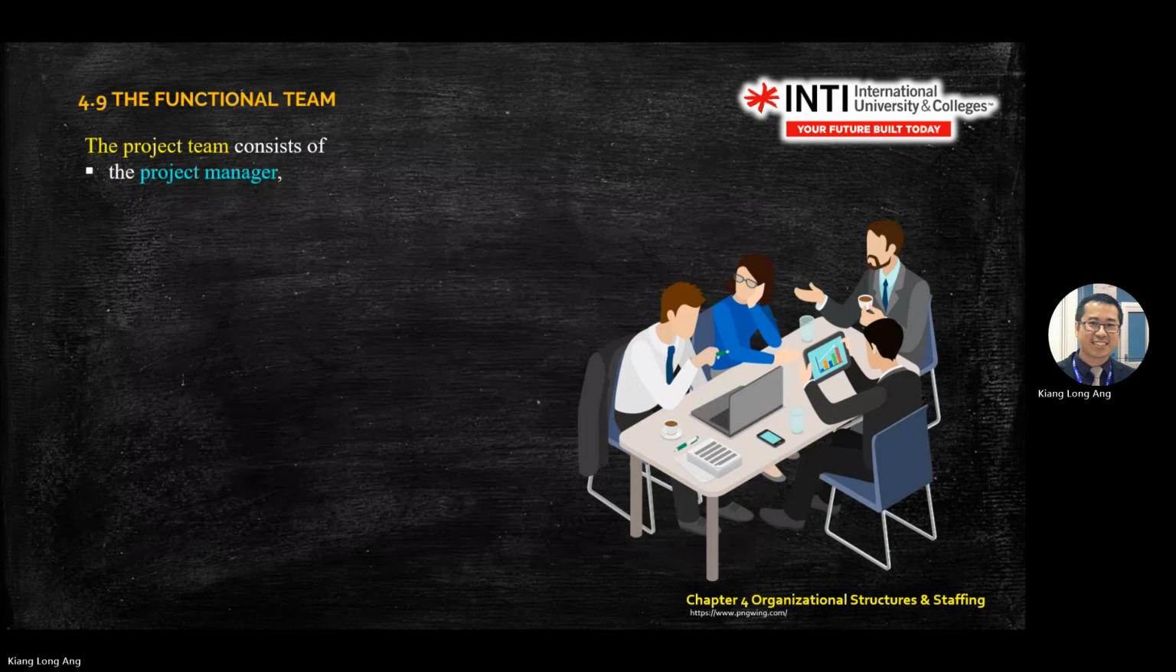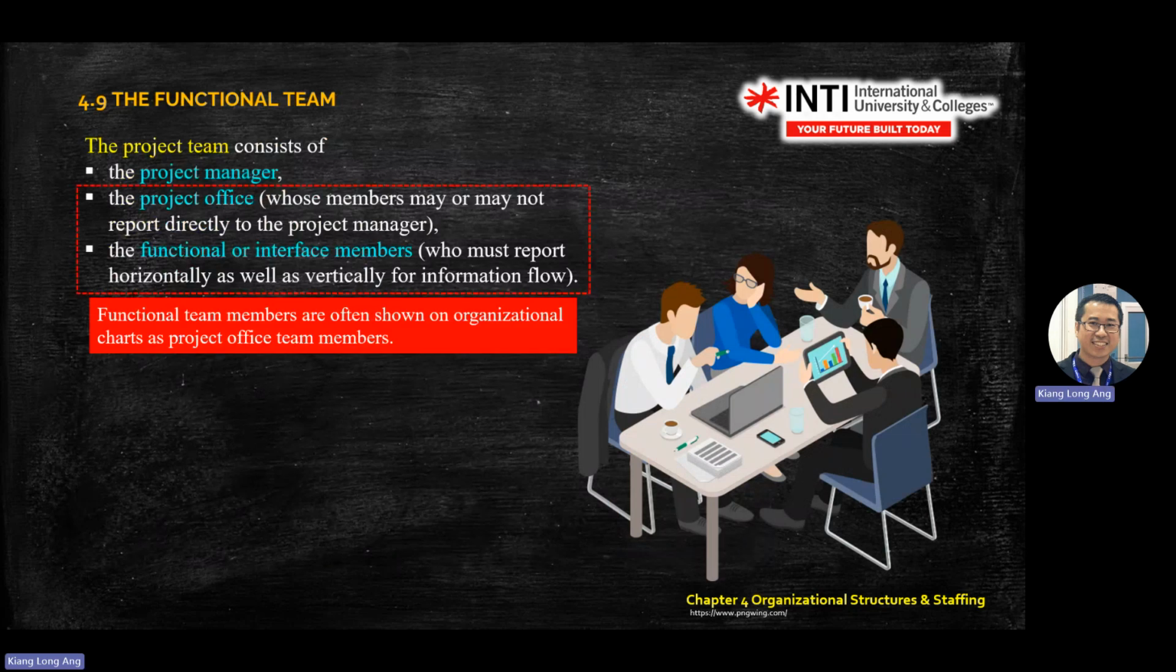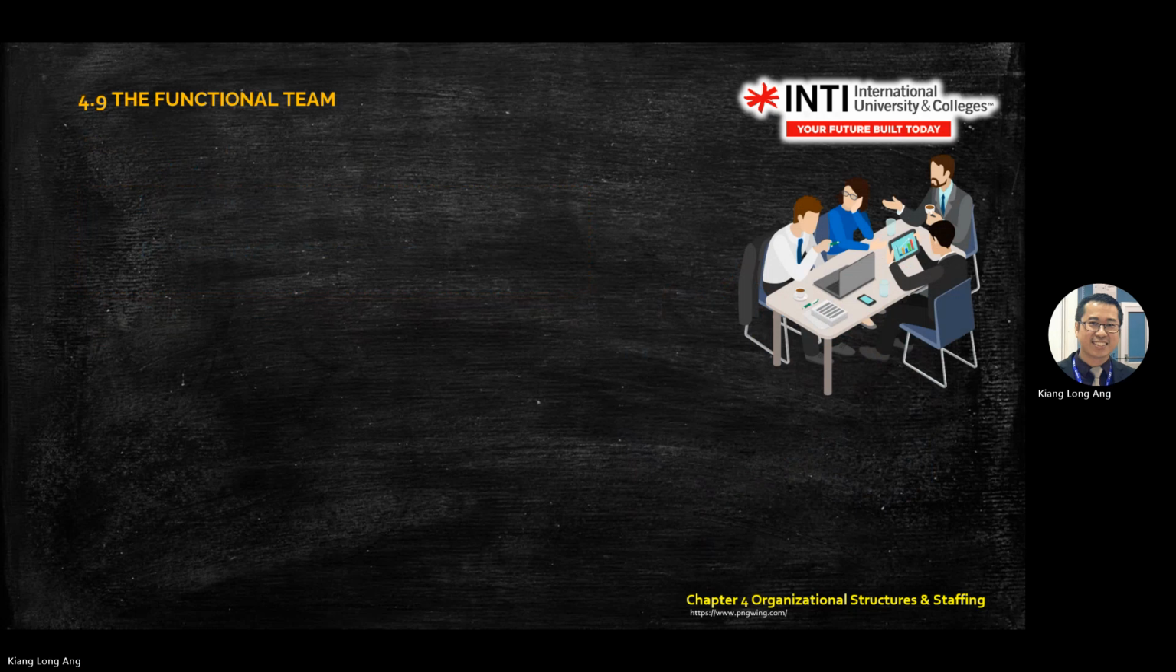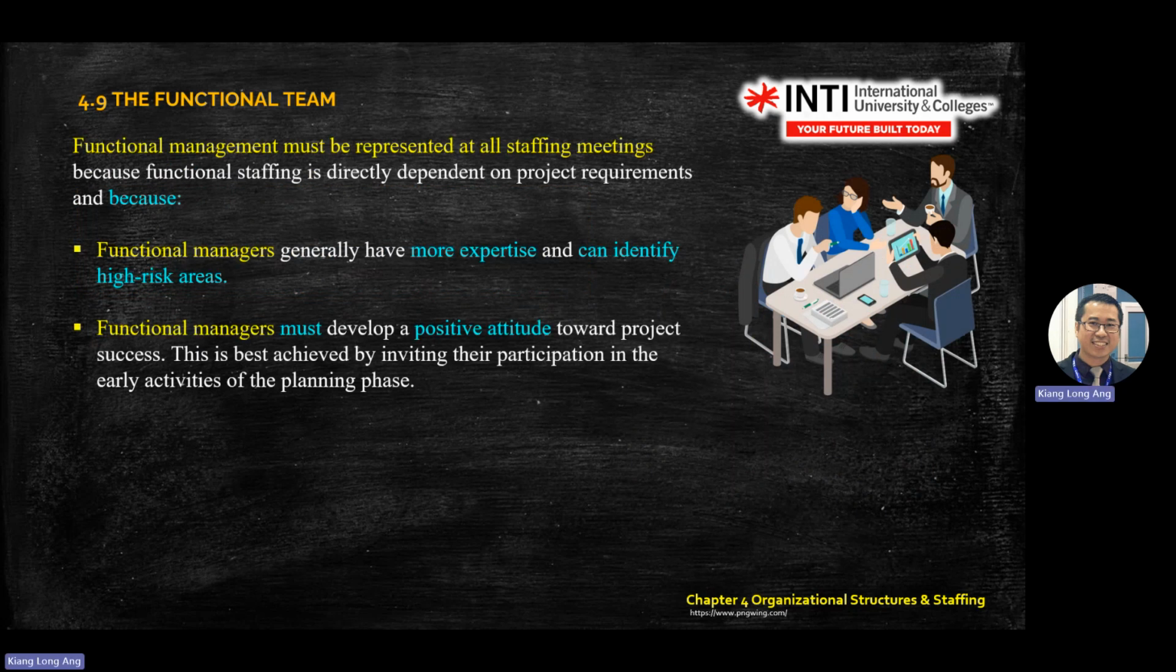Okay. Functional teams, I'll go very fast. Functional teams, project teams, and managers. Project team means the project manager plus office. We call it PMO, project management office. PMO, they are the team members from all the functional units. Okay. This one also you read, why we need a team because of all this. Because functional managers are more in the technical area.